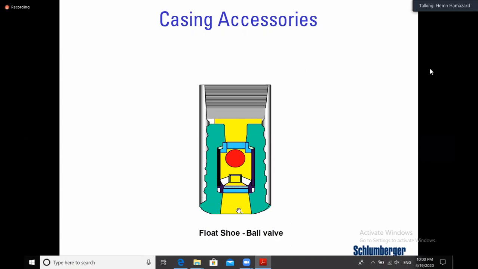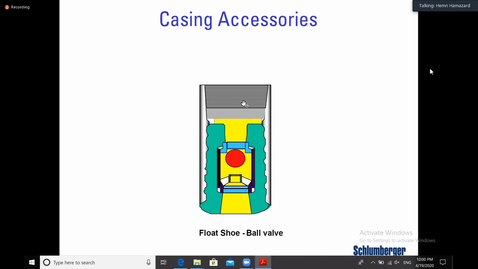Float shoe, as you see from here, like I said, is at the bottom of the casing, and then you have a joint of casing, and then the float collar, and then the rest is just normal casing joints. The float shoe has a function which is done by this valve. It's either a flapper valve or spring valve or whatsoever. This is a one-way valve. It exists in all types of the float shoes.